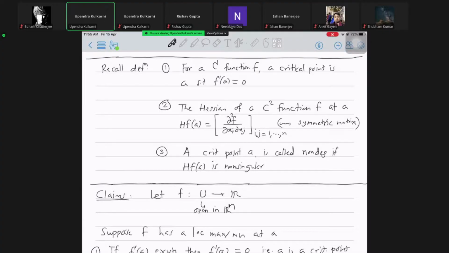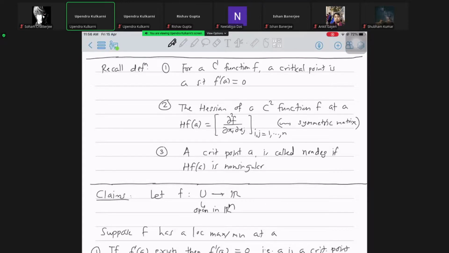So remember what we are doing. We are trying to imitate the one variable situation where, really, in some ways, that's what we have been doing. Our entire flow is like that. So here what we are doing is trying to see how we can detect local maxima and minima of a function, a real valued function of many variables. So we have the analogous definitions.